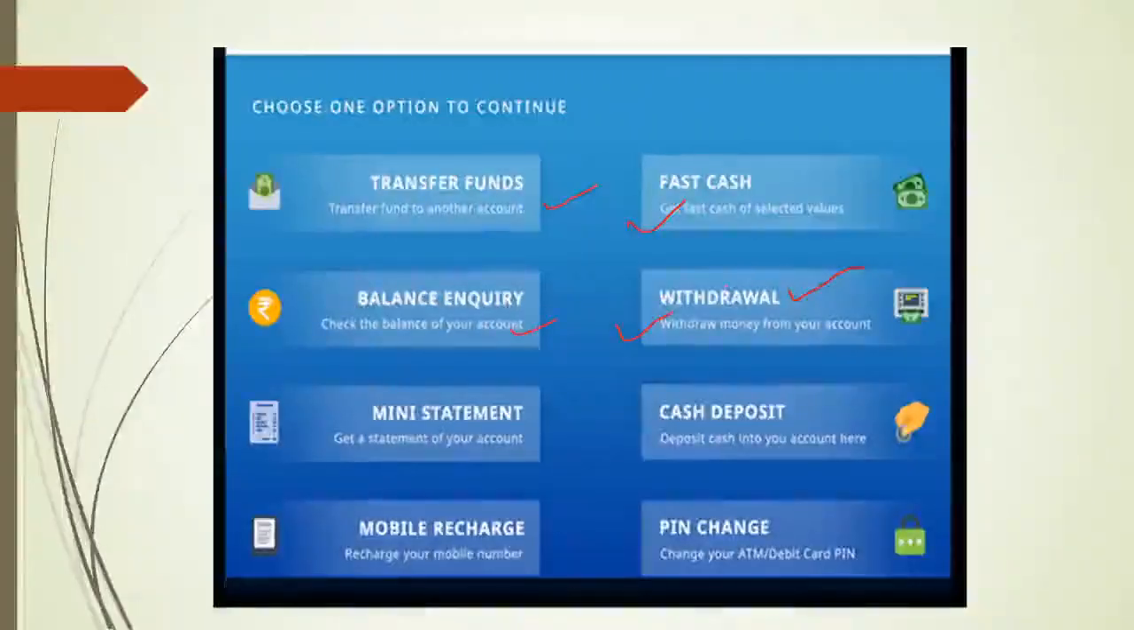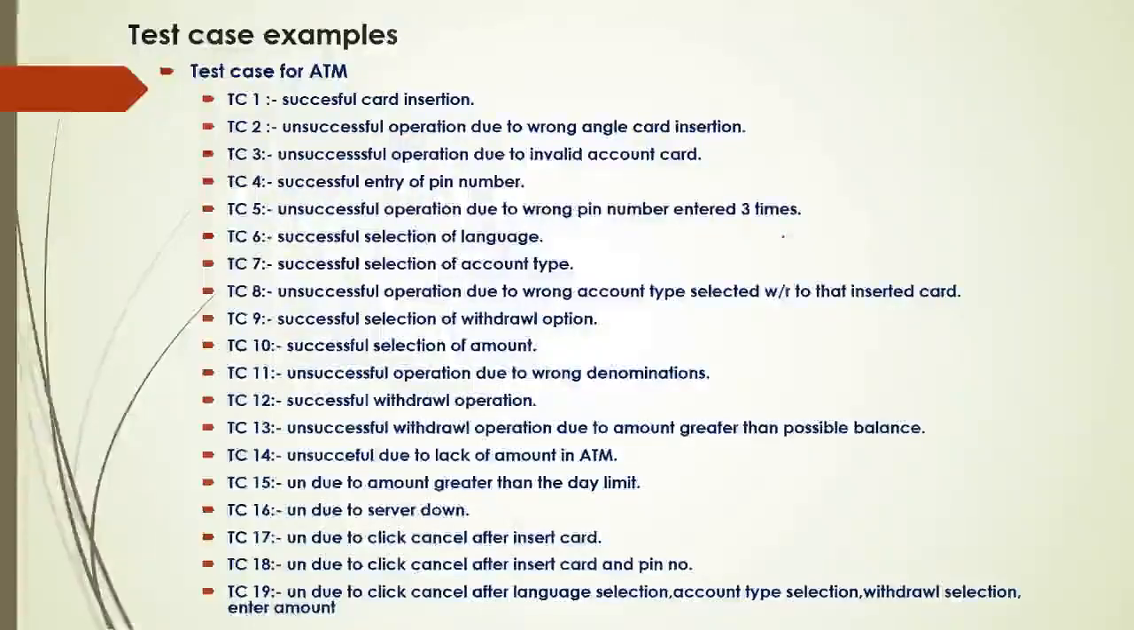We have identified some test cases for the withdrawal function. Now let us see which are those. Test cases for ATM, and these test cases are only for the withdrawal functionality which we identified. The first test case we identified is successful card insertion, and then unsuccessful operation due to wrong angle card insertion. The input can be either valid or invalid: for valid input it is going to give a successful result, and for invalid input it is going to give an unsuccessful result. So you need to identify both test cases.